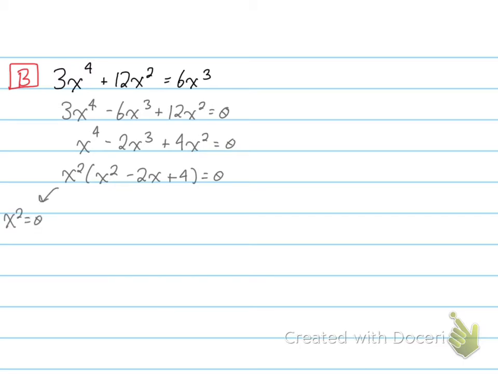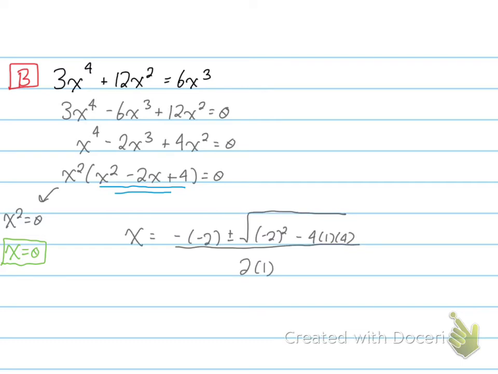Again, using the zero product property, x squared equals 0, so one of my solutions here is at 0. Again here, I'm going to use the quadratic formula. When I plug that in, I get something like this. So I should get 2 plus or minus the square root of negative 12, all over 2.